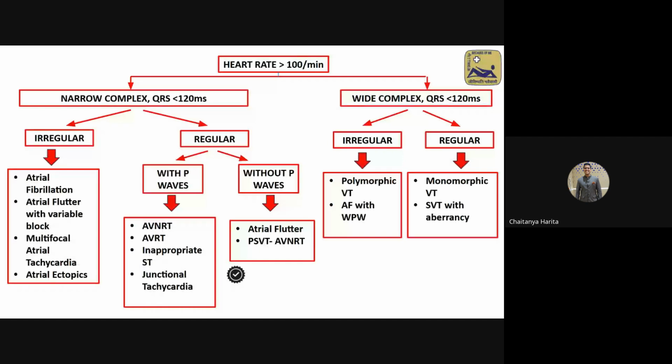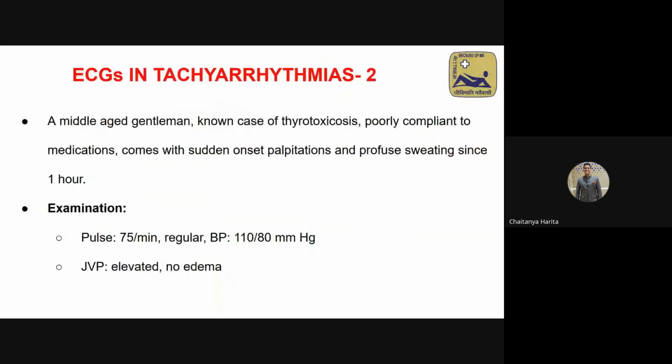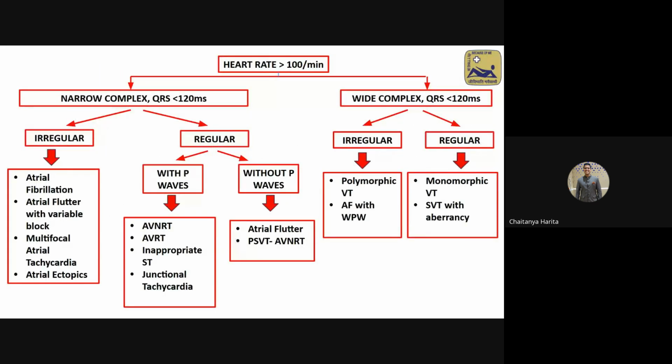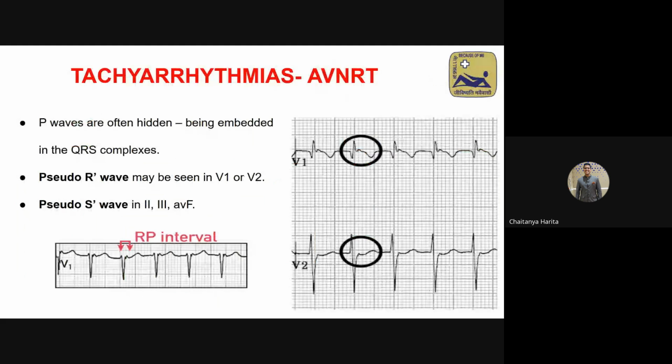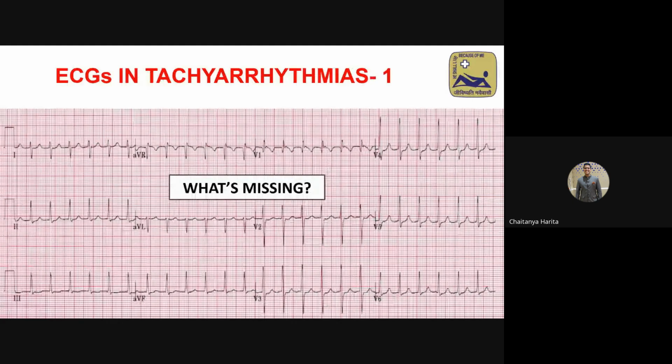Because in atrial flutter, you will see a sawtooth appearance of flutter waves, which we are not seeing here. In fact, if you look carefully, the P waves are hidden. The P waves are commonly hidden in V1 and V2, appearing like an R dash wave. This is called the pseudo R dash pattern. And if you look at the person's ECG, where my pointer is going to lie, that is the RP waves.